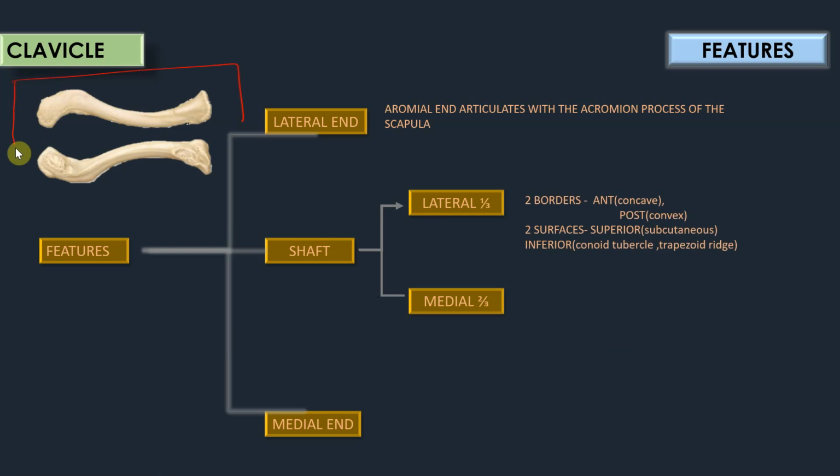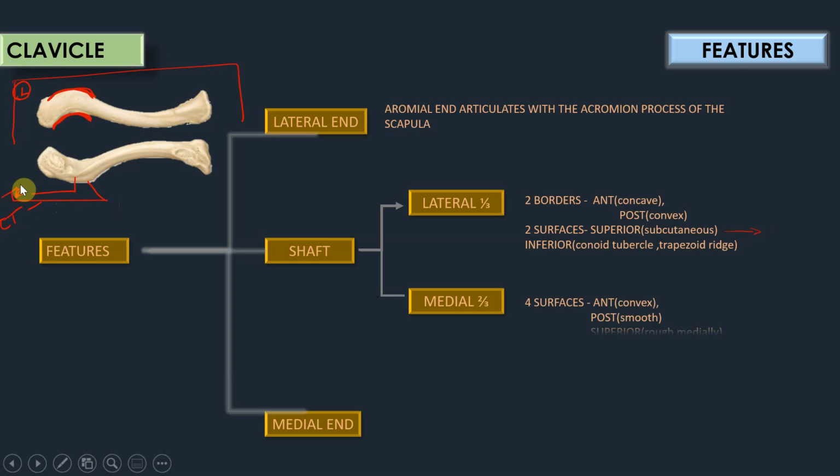just come into this diagram. So this is the lateral portion. So laterally, anteriorly, it is concave, and posteriorly, it is convex. And it has two surfaces. The superior part is subcutaneous, and inferiorly, we have the two tubercles. We have the trapezoid ridge, and we have the conoid tubercle. Both together form the coracoclavicular ligament.